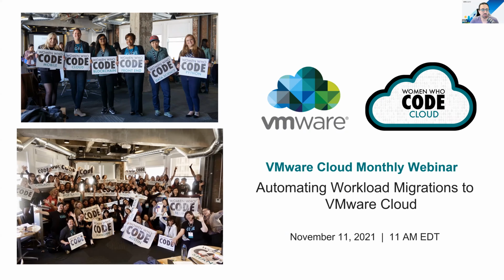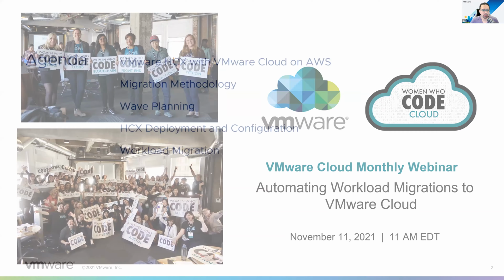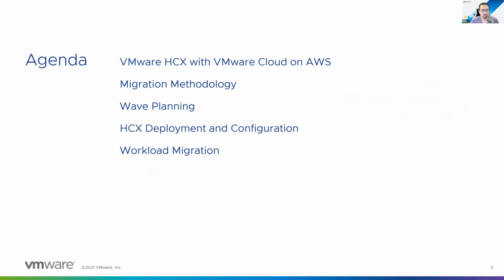Okay. And today we'd like to talk about workload migration to VMware Cloud, but specifically about how to automate that migration to make it a bit more repeatable and easier to consume by the enterprise. So what we're going to talk about shortly is just a quick overview of what is VMware HCX with VMware Cloud on AWS. We'll talk about migration methodologies, wave planning, and then we'll do some demos of HCX deployment and configuration and workload migrations.